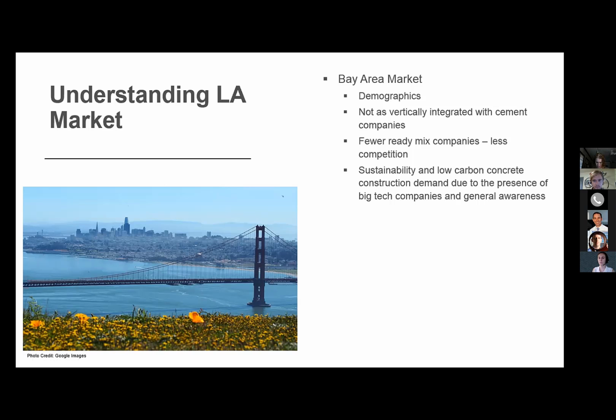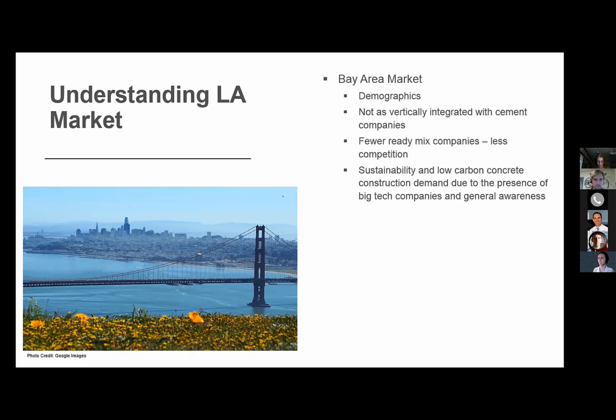The Bay Area is not as vertically integrated with cement companies as Southern California. You've got 5 major producers of Portland cement down here, which are vertically integrated with 4 of the major ready-mix suppliers, and another major one is vertically integrated with aggregates. So there's a lot of vertical integration down in the Los Angeles market, which is a little bit different than Northern California.